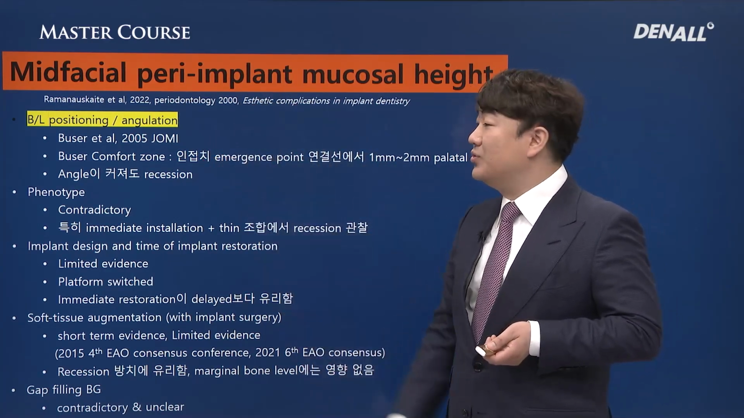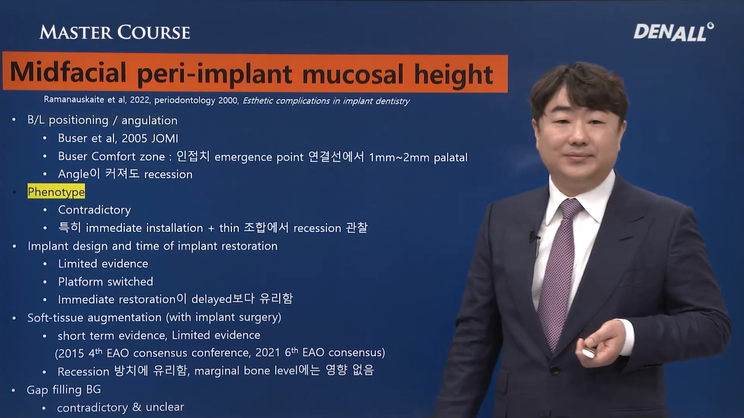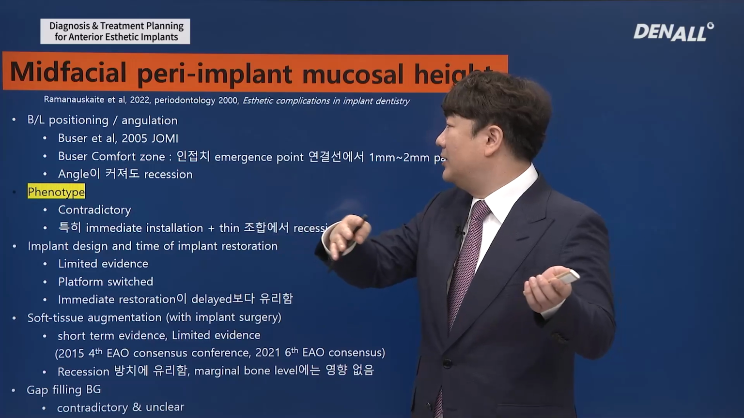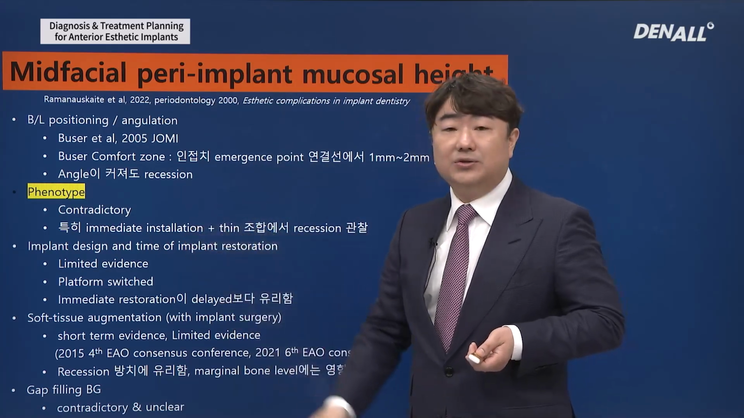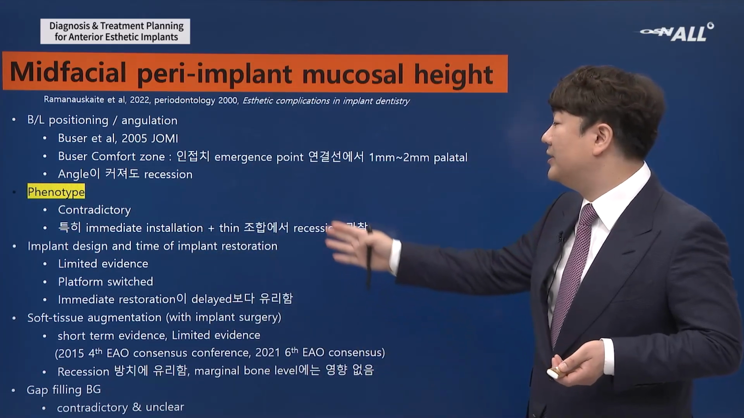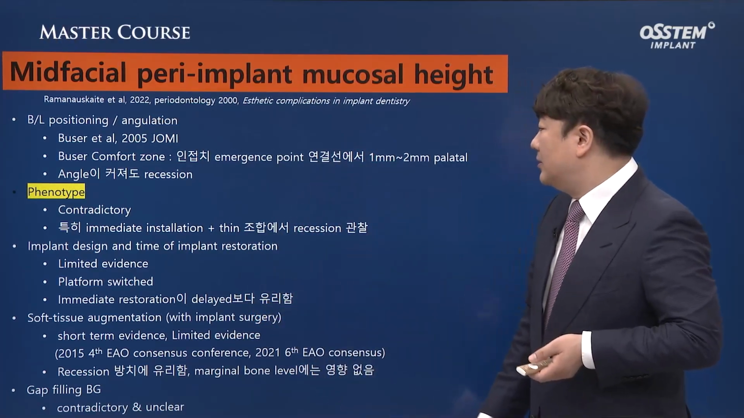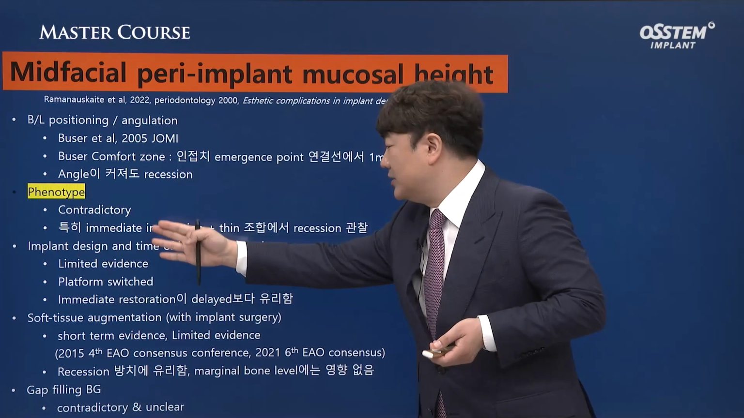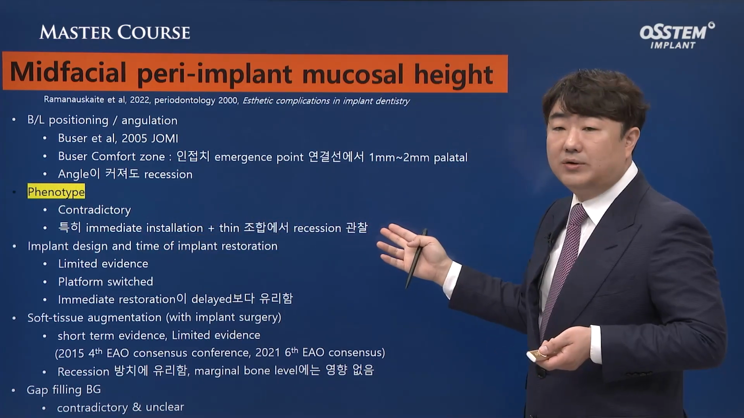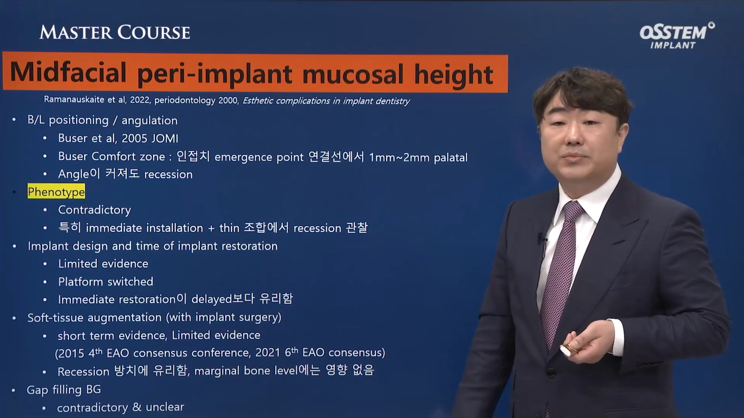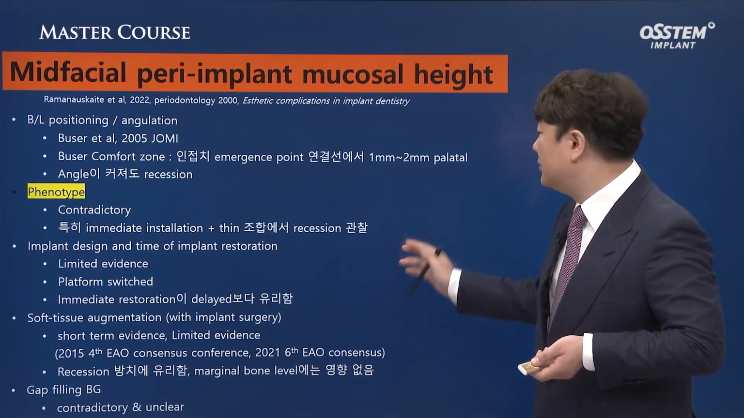Angulation towards the buccal side naturally poses a risk of recession. As for gingival phenotype, like the papilla, it's somewhat contradictory. Commonly, we say a thicker biotype is more advantageous. In the case of immediate implant placement with a thin biotype, there is a tendency for significant recession, so it might be better to perform soft tissue grafting when the biotype is thin.